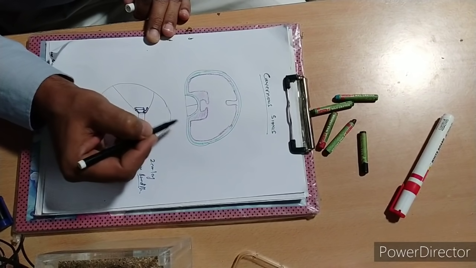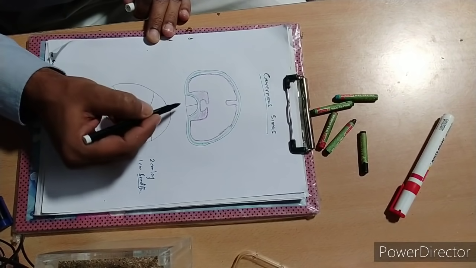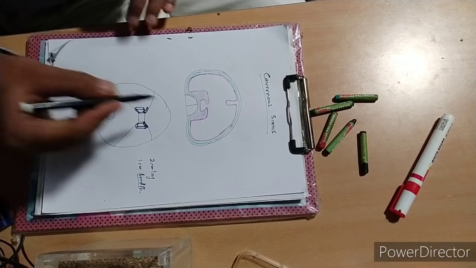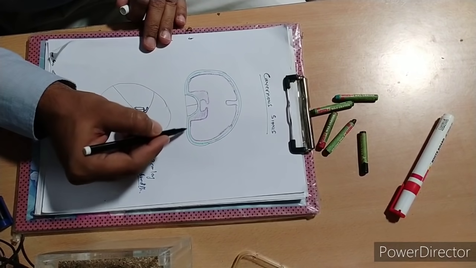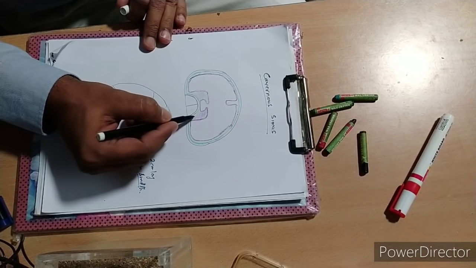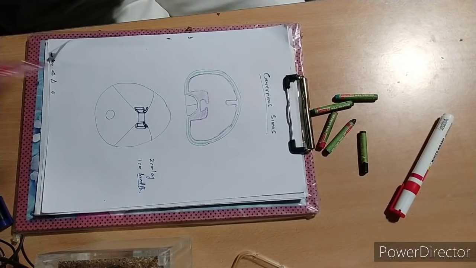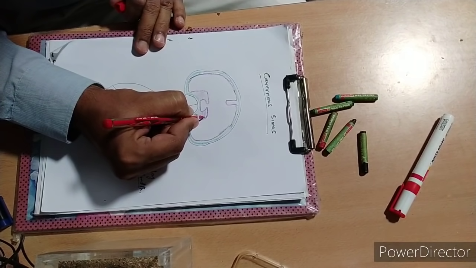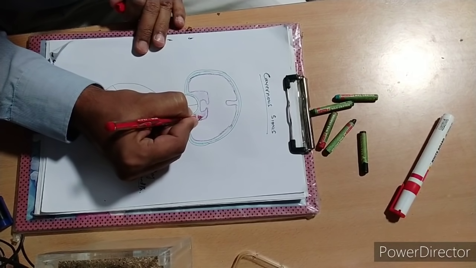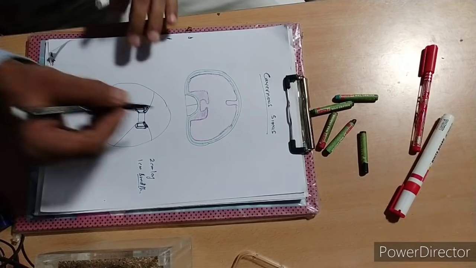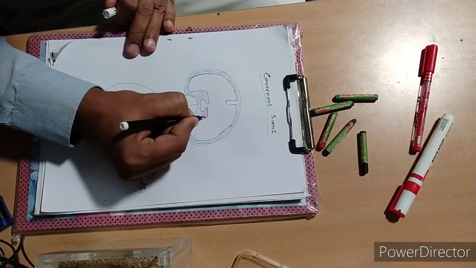Clear? Now, what are the structures that traverse through this? Before the structures, you know that this cavernous sinus is lined by endothelial cells. These are the endothelial cells.